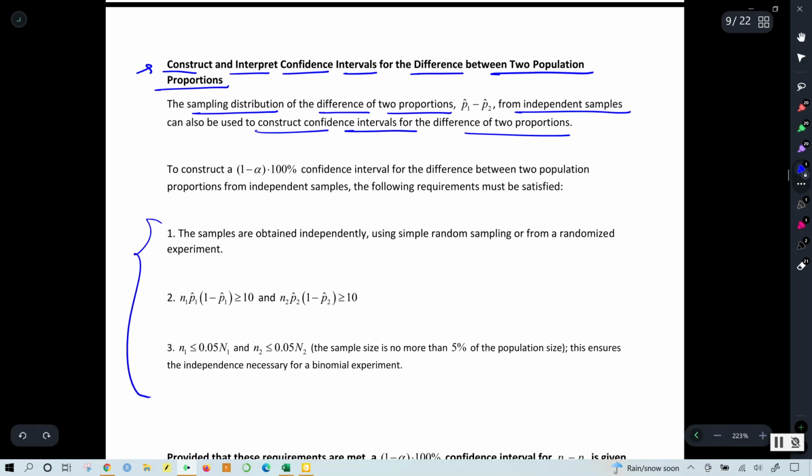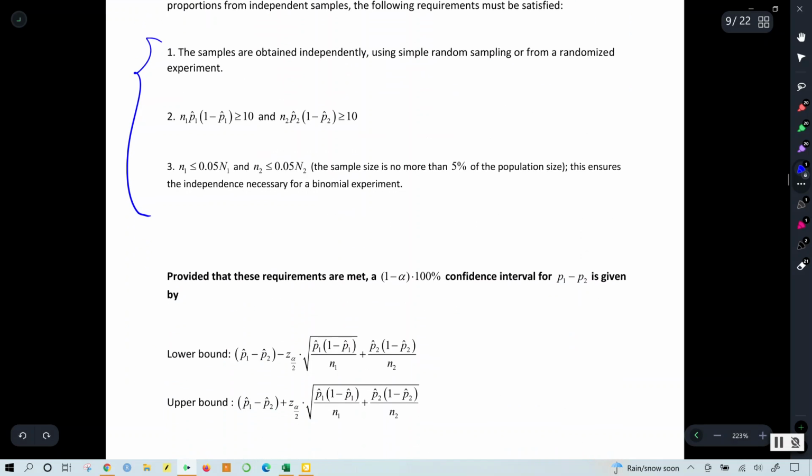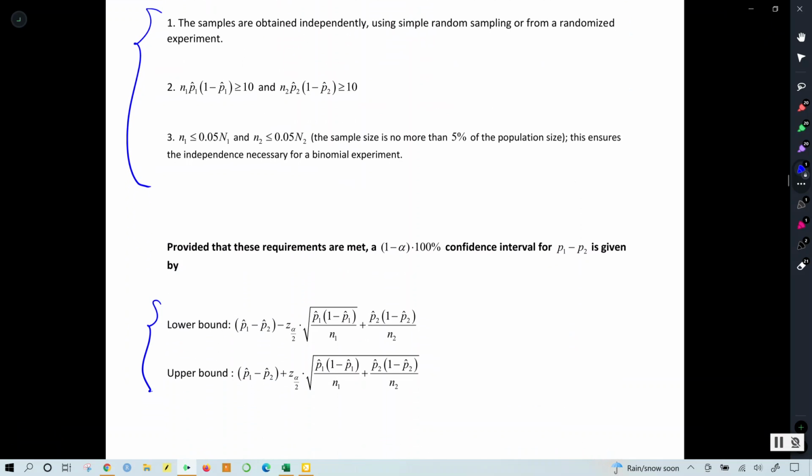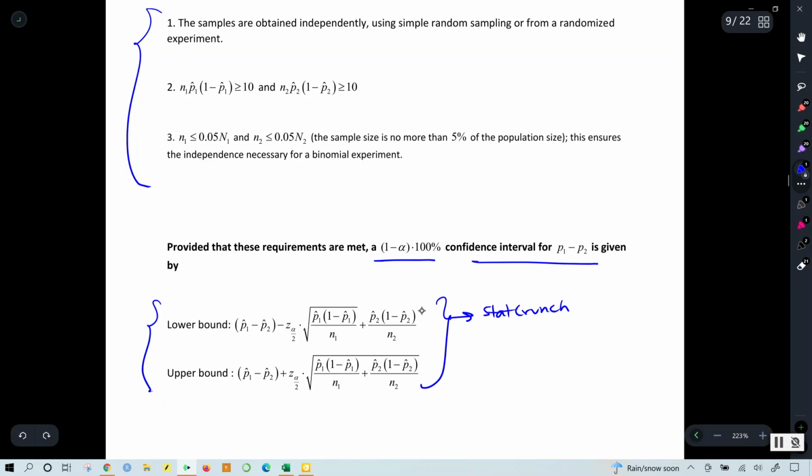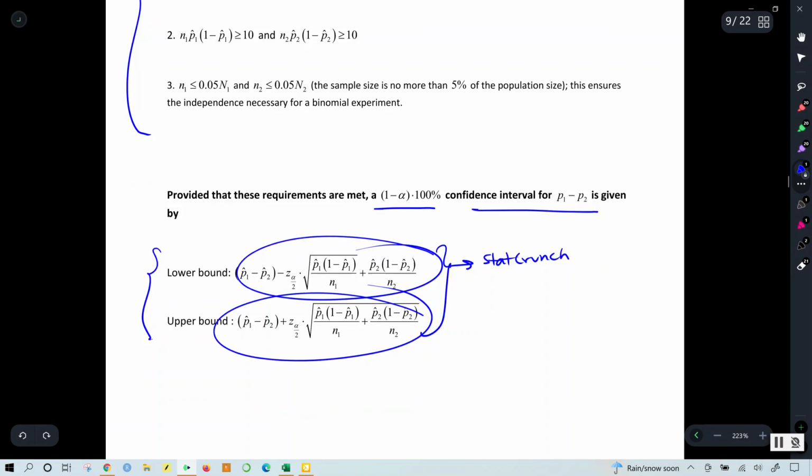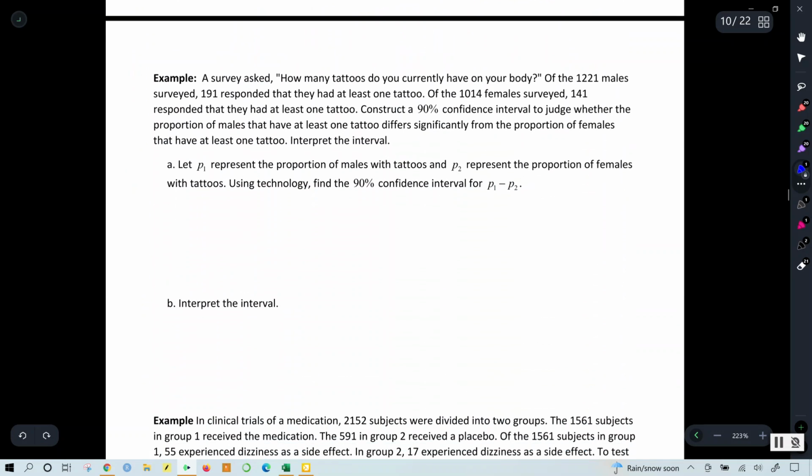We do need the following assumptions to be true, which are pretty much the same assumptions we checked earlier when we were conducting a test of hypothesis on two populations. And then, once those conditions are met, we can use these formulas to compute manually the lower and upper bound of a 1 minus alpha 100% confidence interval for the population proportion 1 minus population proportion 2. Well, at this level, we're going to use StatCrunch technology to help us crunch out each of these numbers. So without any further ado, we take an example.